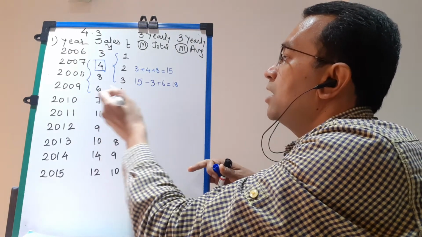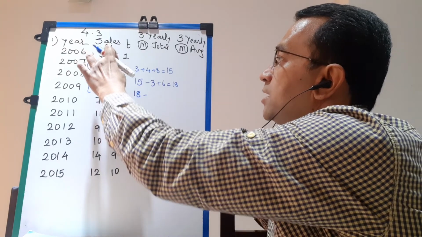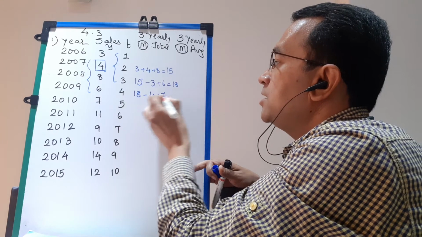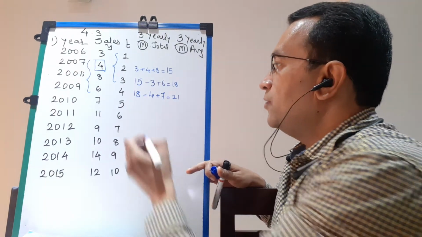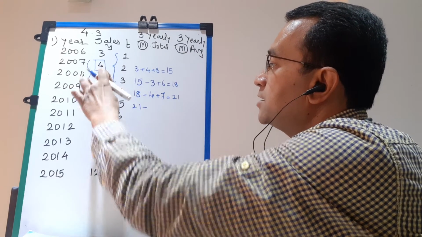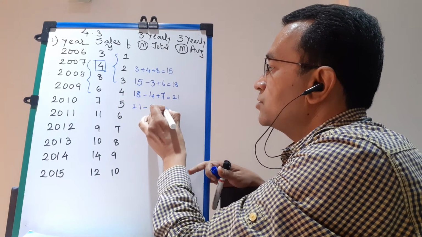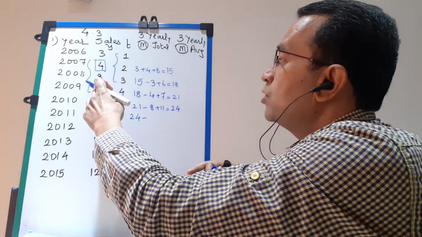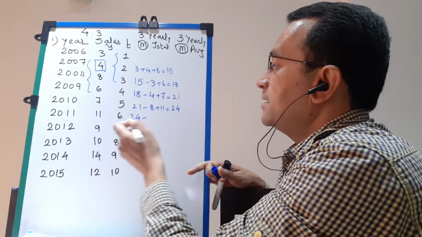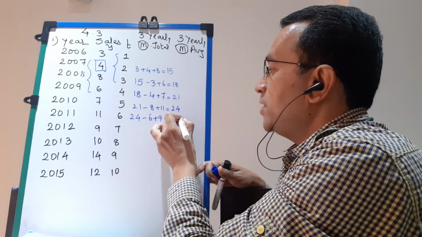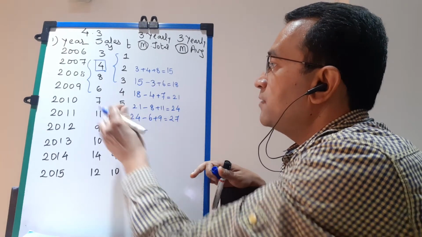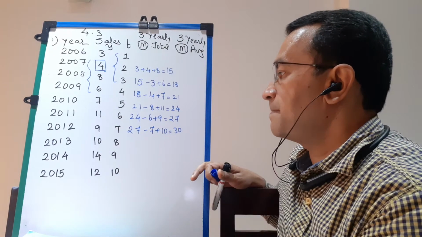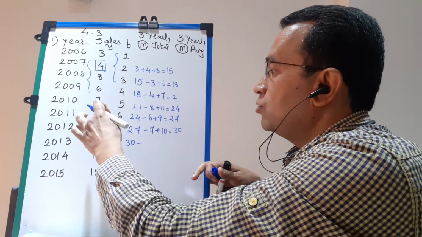Go on removing in order now. From 18, as we have removed 3, now we will remove 4 and add 7. So it is 18 plus 3, 21. Now from 21, remove 8 and add 11. So plus 3, it is 24. Now from 24 remove 6 and add 9. So this is 27. Now from 27 remove 7 and add 10. So this is 30. Now from 30 remove 11 and add 14.